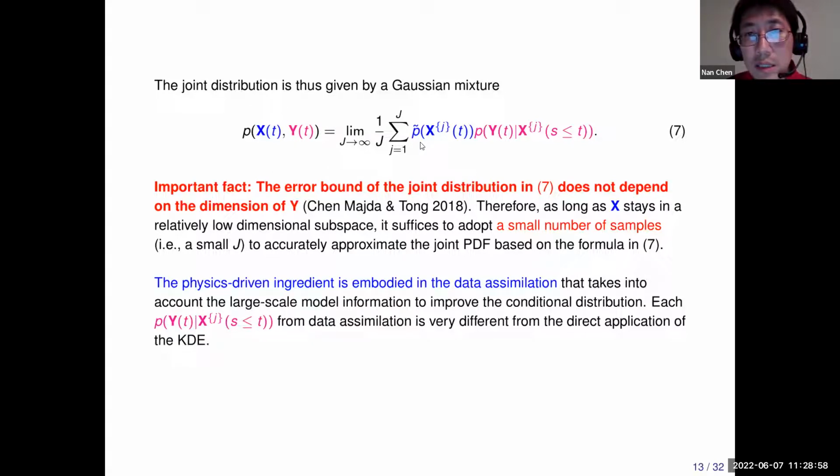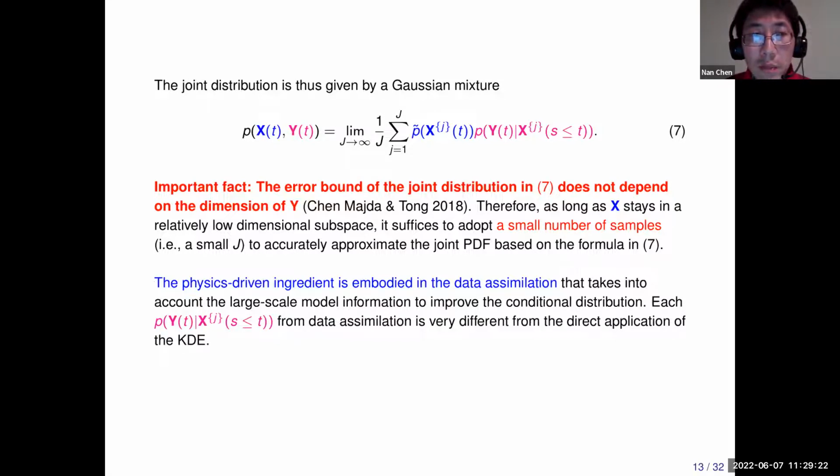And in fact, this is a Gaussian, this is a conditional Gaussian, so their product will be a Gaussian. And this entire non-Gaussian joint distribution will be approximated by a Gaussian mixture at the very end. So we know Gaussian mixture can give us arbitrarily non-Gaussian features. So we use this way to recover the fat tails and other non-Gaussian features.